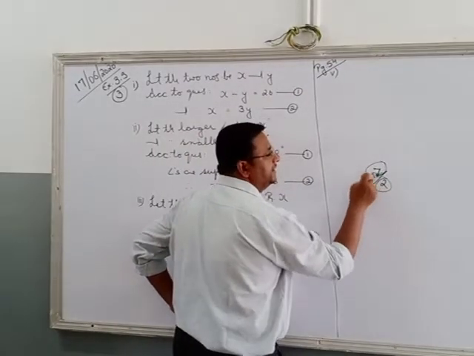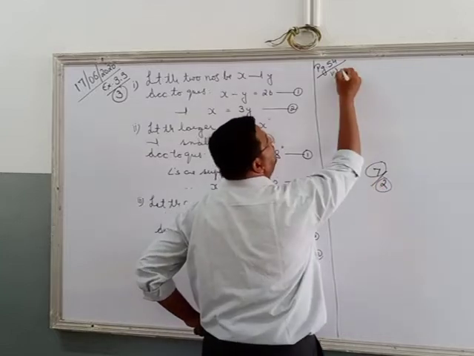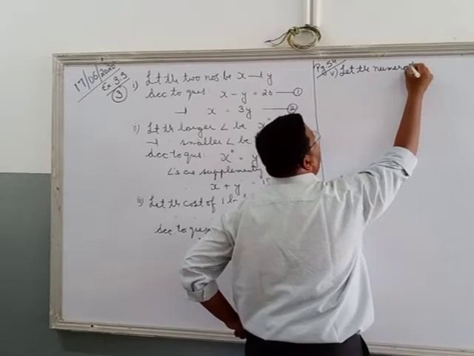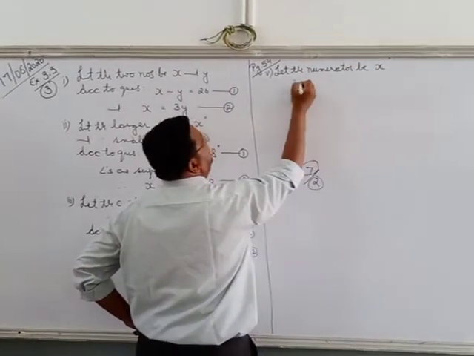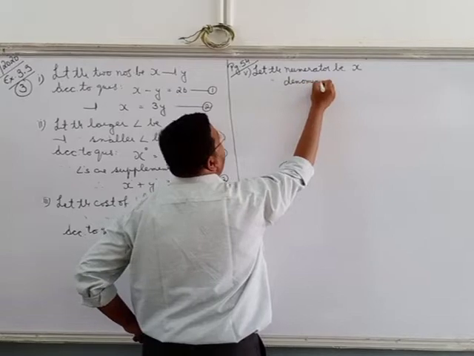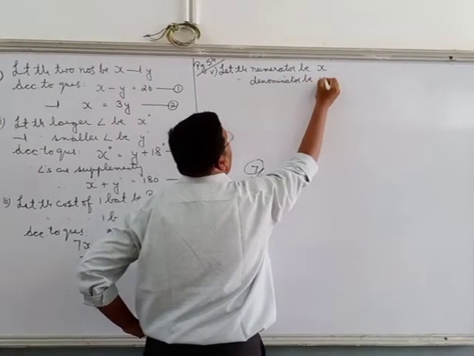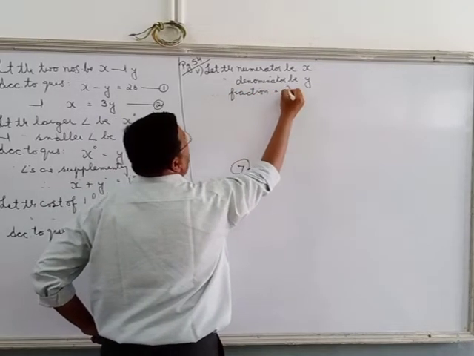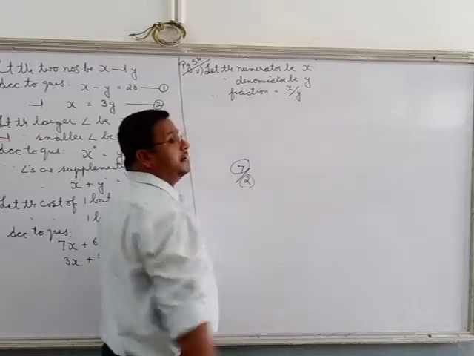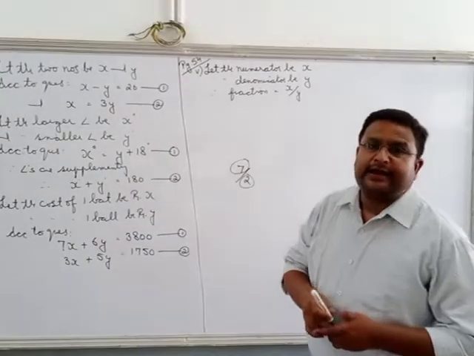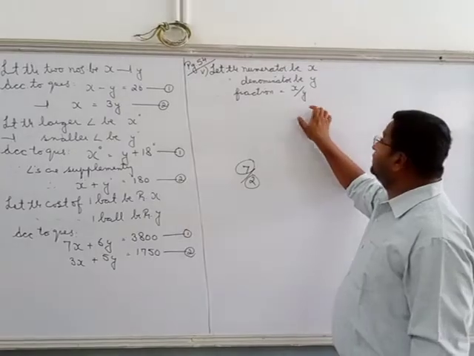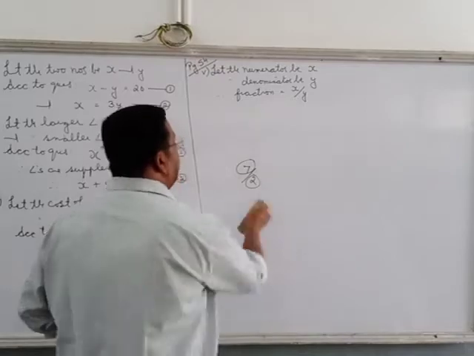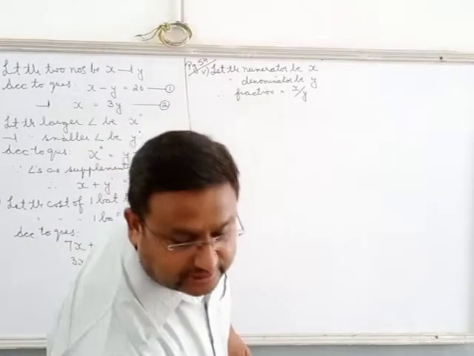So in a fraction, 2 things are there, numerator and denominator. So let the numerator be x and the denominator be y. Therefore the fraction is going to be x upon y. Read the question. He is not telling us to find the numerator and denominator. He is telling us to find the fraction. So the fraction is x upon y. Now read the statement, the condition. First one.